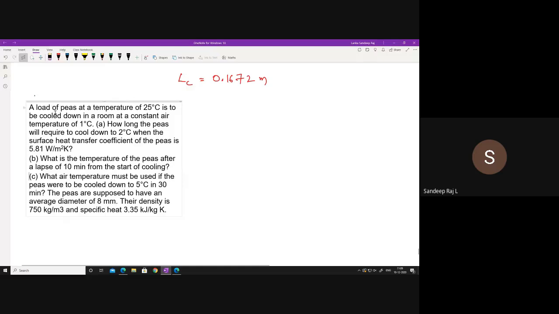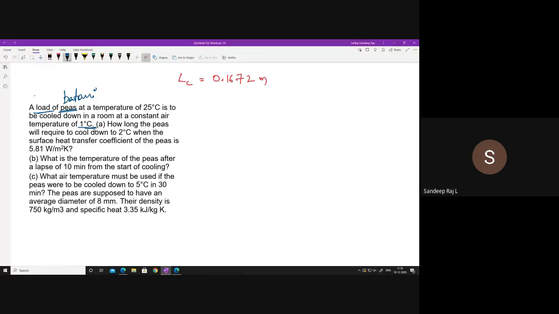So here goes your question. In this question, what he has given is a load of peas, a kind of batani, as we call it. In Telugu, we call it batani, or in Hindi, we call it batani. So there are so many batanis, and it is a load at a temperature of 25 degrees centigrade is to be cooled down in a room at a constant air temperature of 1 degree centigrade.